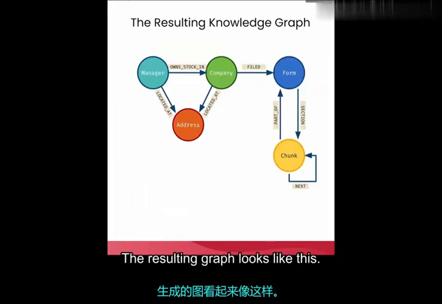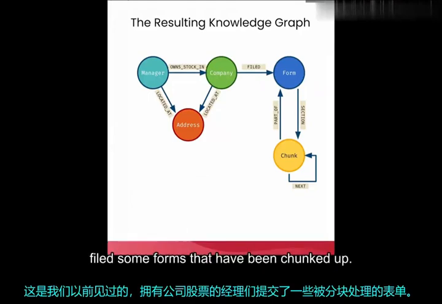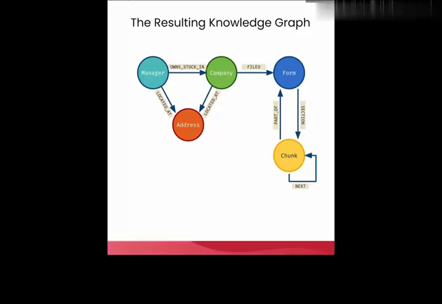The resulting graph looks like this. It's what we've seen before, managers that own stock in companies who filed some forms that have been chunked up. Now both the managers and the companies are also connected to addresses.